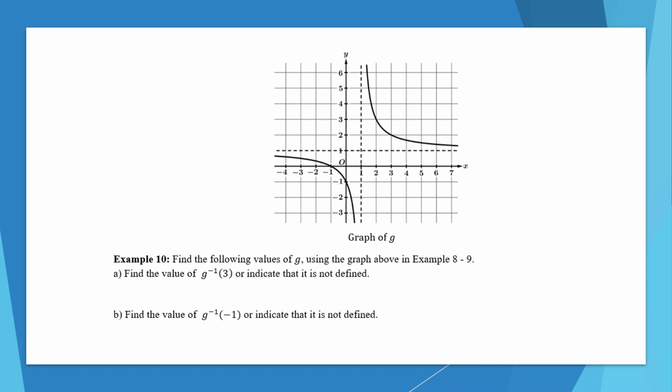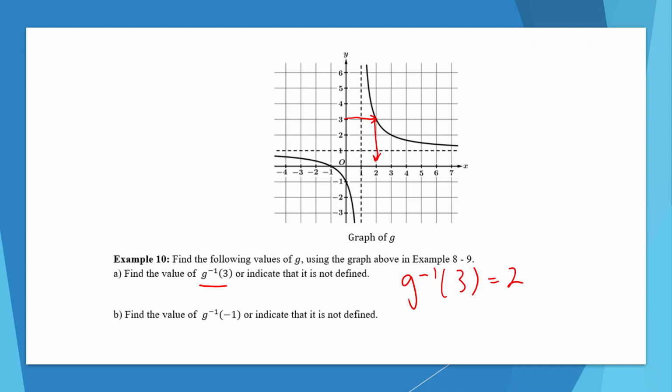All right, number 10, find the inverse of these. So here we're finding the inverse of g of 3. This is going to be the same thing. So when g of x equals 3, that's when x is 2. So the inverse of 3 will be equal to 2 there. So it's the same question as example number 8, essentially.